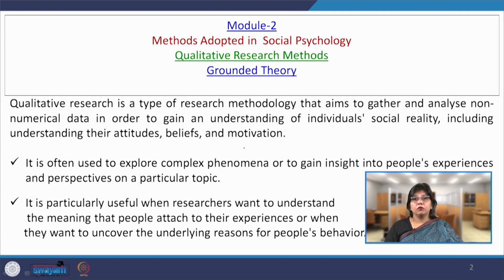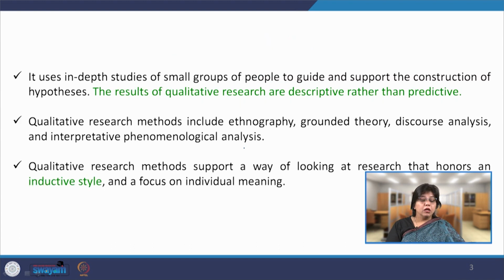When we are talking about the qualitative research method, it is completely based on individuals' understanding of the situation or behavior in a very non-quantified manner, where the resources can be in the form of newspapers, narratives, soft data, information available in books, or any narratives given by any person. It is used in in-depth studies of a small group of people to guide and support the construction of hypotheses. The results of qualitative research are descriptive rather than predictive.